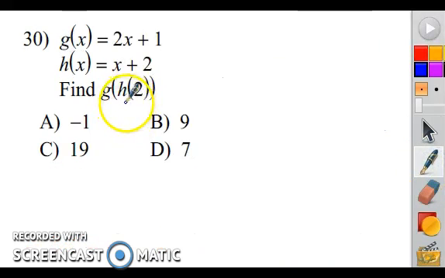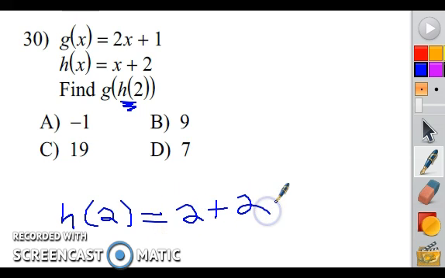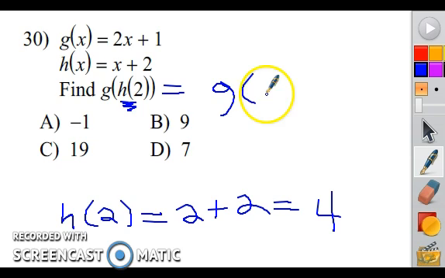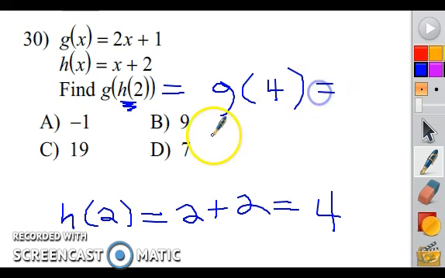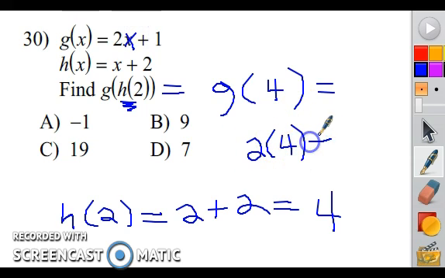Our next question, we have to find g of h of 2. First thing I want to do is find out what h of 2 is equal to. So I plug a 2 into the h function and end up with a 4. That tells me that h of 2 is 4. So I'm going to make a substitution. We're now looking at g of 4 instead of g of h of 2. And I have to figure out what g of 4 is. I have a 4 in the x spot with a g. I need to plug it in, and that gives me a 2 times 4 plus 1, which is 8 plus 1, which is 9.